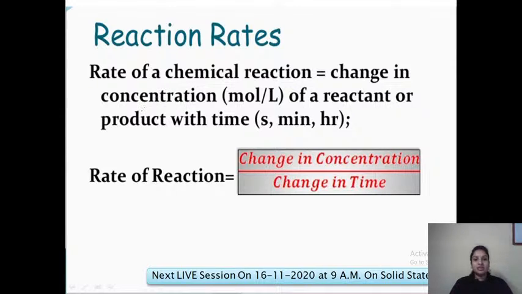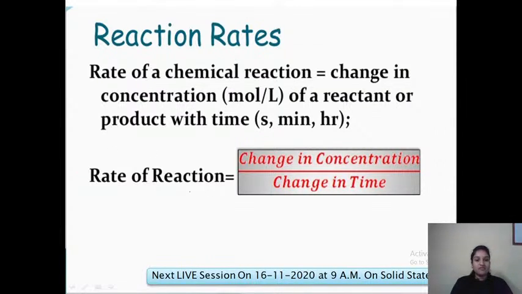Now, rate of any chemical reaction is change in the concentration of the reactant or the product in a certain time t. Now, this concentration can be expressed as mole per liter and time can be expressed in seconds, minutes or hours. So, what we say, rate of any chemical reaction is the change in the concentration of the reactant or change in the concentration of the product.